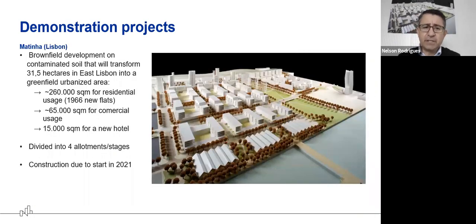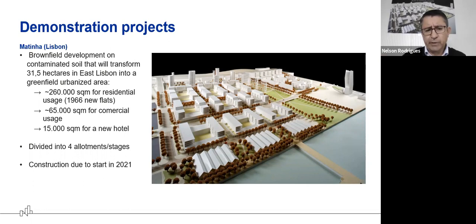So the first one, next slide, please. The first one is Matinha, Lisbon. It's a brownfield development on contaminated soil that will transform 31.5 hectares in East Lisbon into a greenfield urbanized area. As Rui said, this was a former gas plant and refinery as well. It's in the south part of Parque das Nações, Expo 98. So we are talking about 260,000 square meters for residential usage, 1,966 new units, 65,000 square meters for commercial usage, 15,000 square meters for a new hotel. The hotel that Rui was talking about.